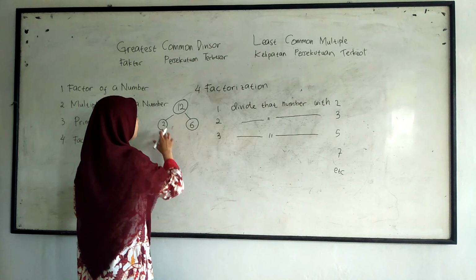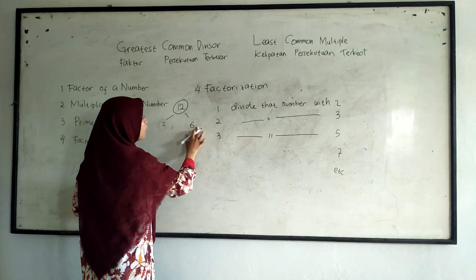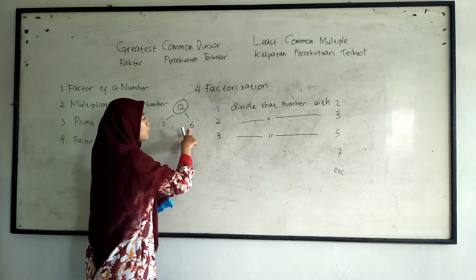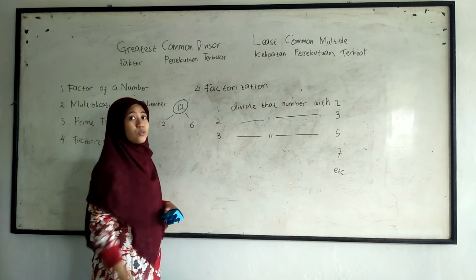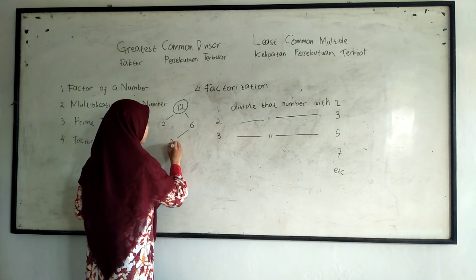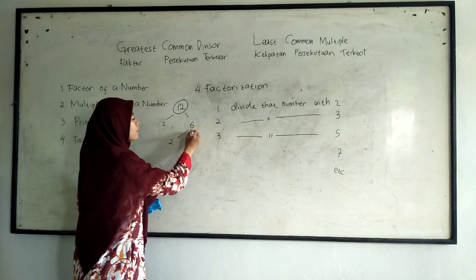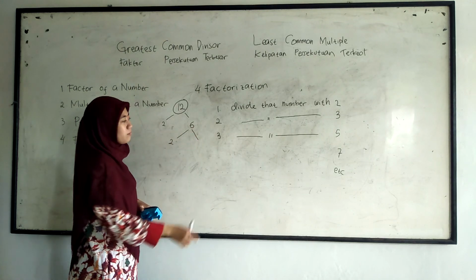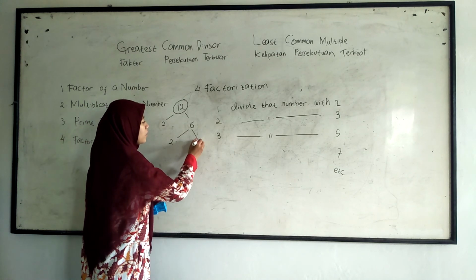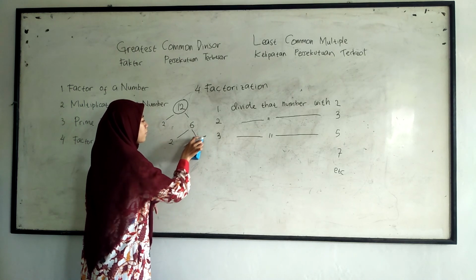And then divide that number with 2 and repeat if it's possible. Is it possible if we divide 6 with 2? Yes, it is possible. So, divide it again with 2. Write down the 2 in the left side and then write down the result in the right side. 6 divided by 2 is 3. 3 is the last because 3 is a prime number. We cannot divide it anymore.